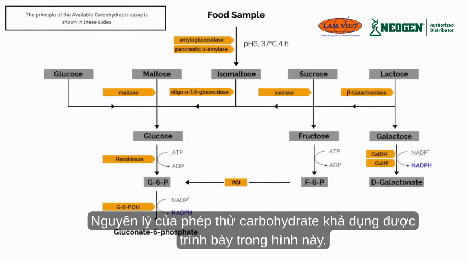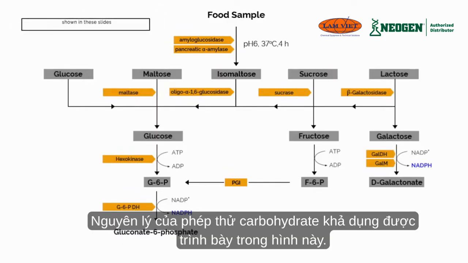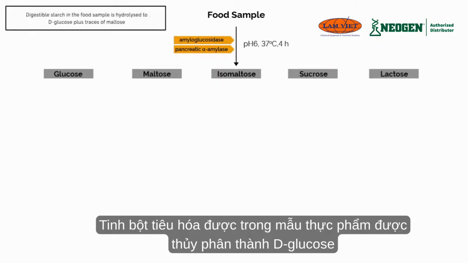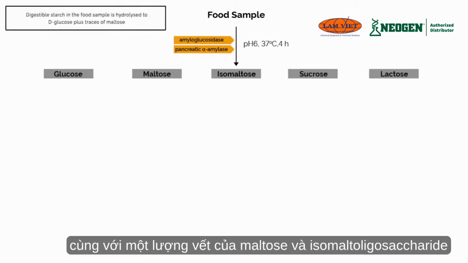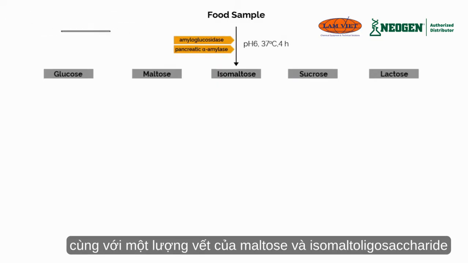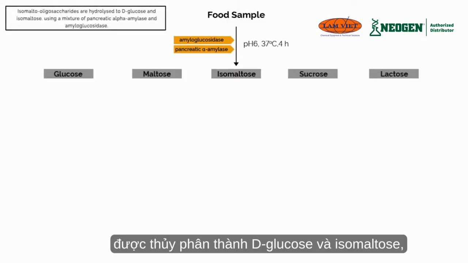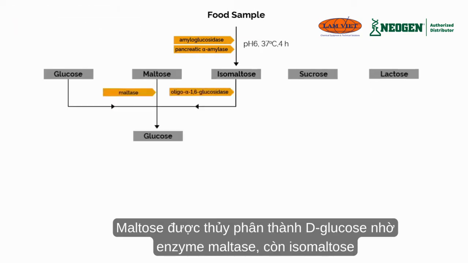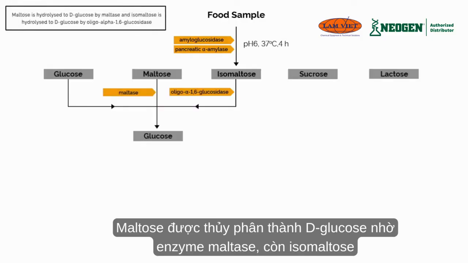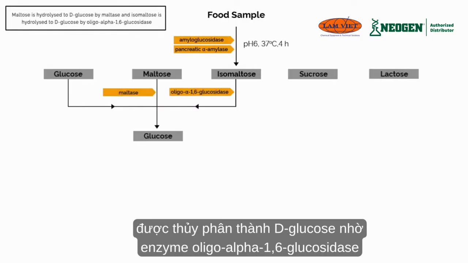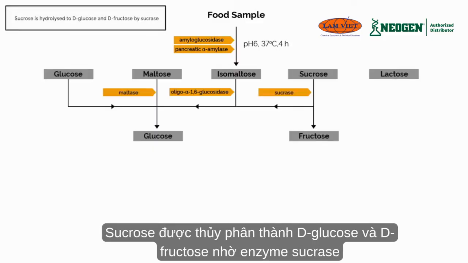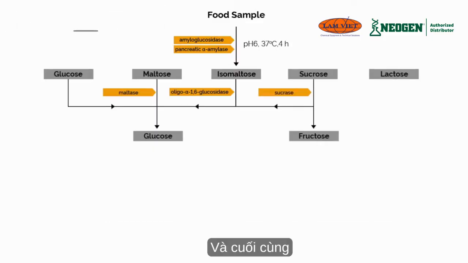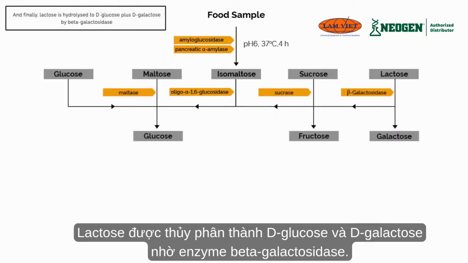The principle of the available carbohydrates assay is shown in this figure. Digestible starch in the food sample is hydrolyzed to D-glucose plus traces of maltose, and isomalto oligosaccharides are hydrolyzed to D-glucose and isomaltose using a mixture of pancreatic alpha amylase and amyloglucosidase. Maltose is hydrolyzed to D-glucose by maltase, and isomaltose is hydrolyzed to D-glucose by oligo-alpha-1,6-glucosidase. Sucrose is hydrolyzed to D-glucose and D-fructose by sucrase. And finally, lactose is hydrolyzed to D-glucose plus D-galactose by beta-galactosidase.